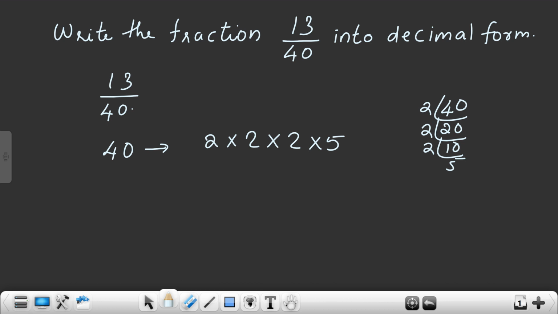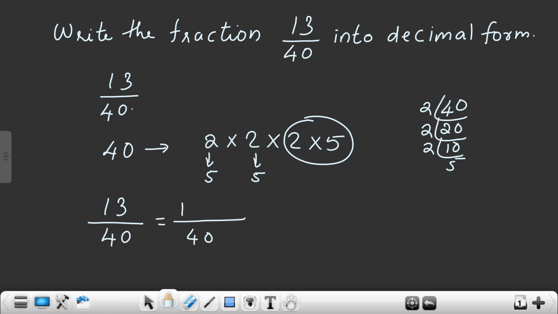How can we convert into a power of 10? Here 2 and 5 together form a power of 10. To convert this into a power of 10, multiply by 2 and by 2 again, and here we also want to multiply by 5. So to convert 40 into a power of 10, multiply by 25. So 13 by 40 is equal to, converting the denominator into a power of 10, multiply by 25, and in the numerator also multiply by 25.